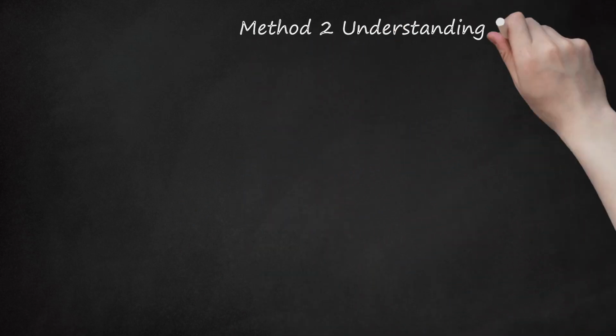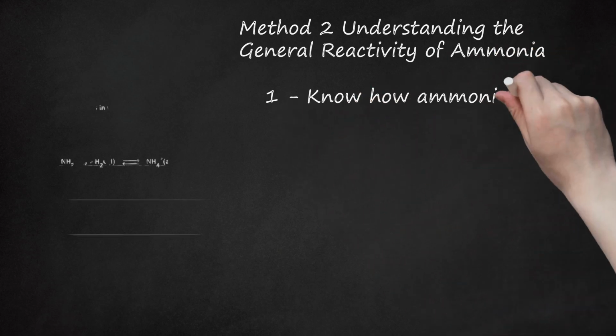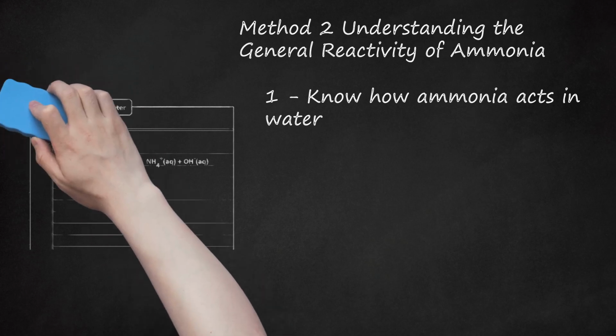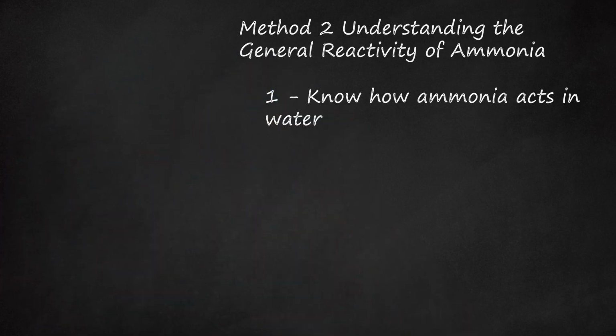Method 2: Understanding the general reactivity of ammonia. 1. Know how ammonia acts in water. In water, ammonia acts as a proton acceptor, or Lewis base. This means that it readily takes a hydrogen from the water to form NH4+. This forms OH-, and raises the pH of the solution. The high solubility of ammonia can be shown experimentally by turning a tube of gaseous ammonia upside down in water. As the ammonia dissolves into the water, the water level will rise in the tube.